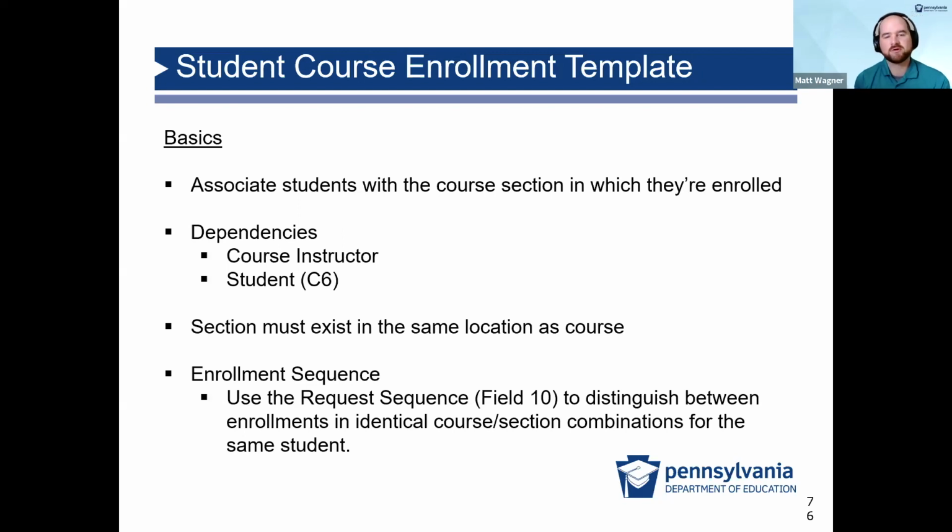And then there is the enrollment sequence. Use this to distinguish between enrollments of identical course section combinations for the same students. So a good example of this is if a student starts in the class, wants to drop it, but then comes back to that same class, that same section. If it's a full year class or a semester, use the enrollment sequence there to show the differences in enrollments.